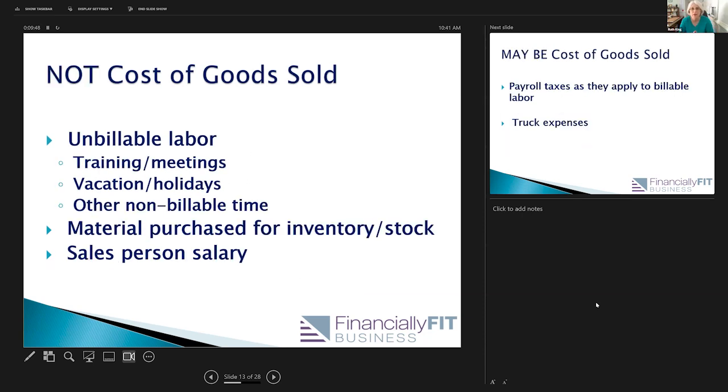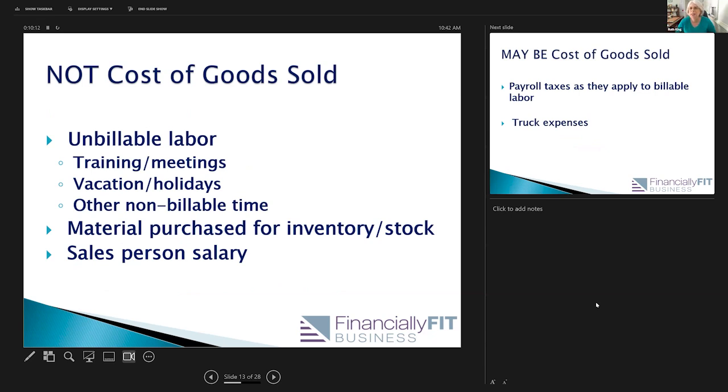So if labor is part of it, and what I mean by unbillable labor, it looks like training and meetings and vacations and holidays, then time you paid people out of the goodness of your heart because you want to keep food on their table and a roof over their heads. And the materials that you purchase for inventory and stock are not costs of goods sold. They become costs of goods sold when you actually use them on whatever work you're doing.